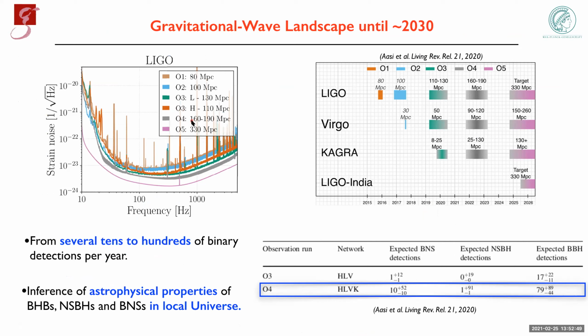So the third run ended in March of last year. The fourth run will start not earlier than June 2022, with a range which is the maximum distance at which we can see binary neutron star at this level. Later on in this time frame, the fifth run should take place with better sensitivity because using squeezed light and other improvements will also bring Kagra and hopefully LIGO India. And we will go from several tens to hundreds of binary detections per year. And in fact, for O4, we expect in 1 year 150 events. We are still probing, however, the local universe, even for O4 and O5.